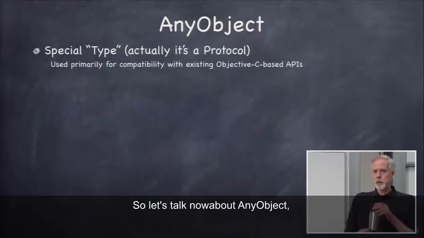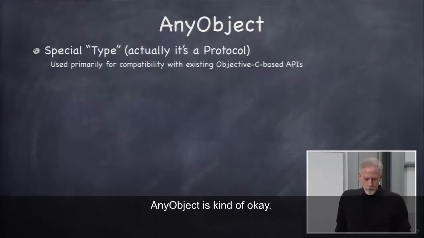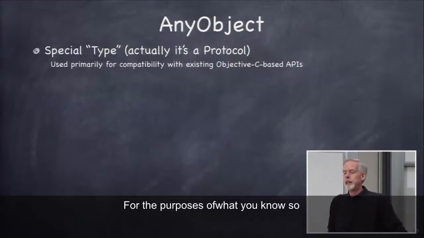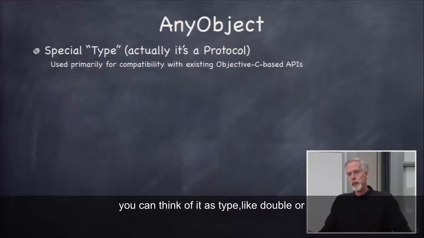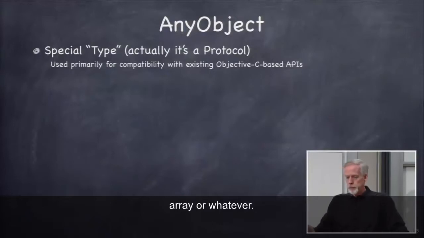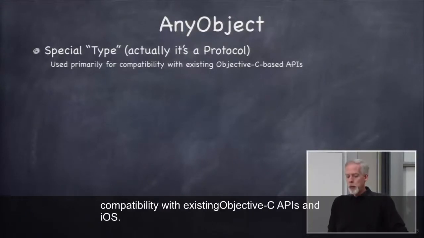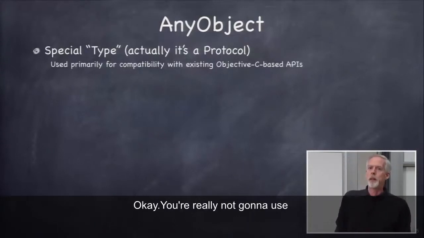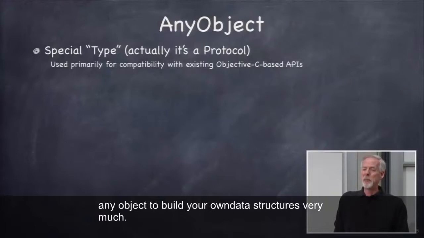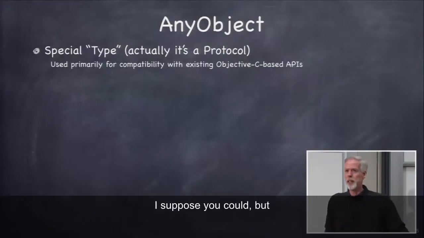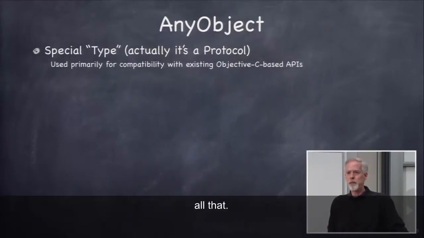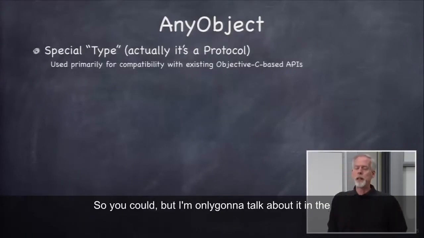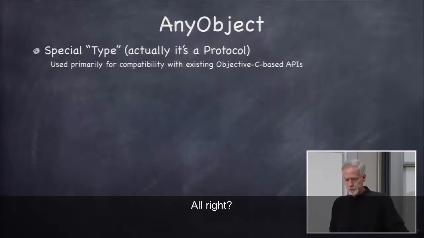Okay, so now let's talk about AnyObject. This was brought up earlier. AnyObject is kind of a, okay, for the purposes of what you know so far, you can think of it as a type. Okay, it's not really a type, but you can think of it as a type, like double or array or whatever. And it's used primarily for compatibility with existing Objective-C APIs in iOS. Okay, you're really not going to use AnyObject to build your own data structures very much. I suppose you could, but it'd kind of be, again, kind of anti-Swift. Swift is very much into strong typing and type inference and all that. So you could, but I'm only going to talk about it in the context here of using it as this compatibility thing. All right, so what is AnyObject?